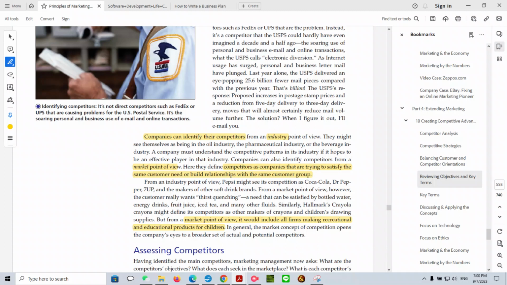In general, the market concept of competition opens the company's eyes to a broader set of actual and potential competitors. The actual is the direct competition. The potential is the indirect.